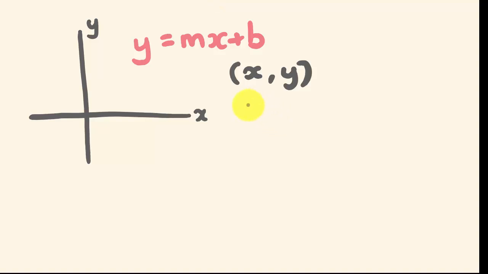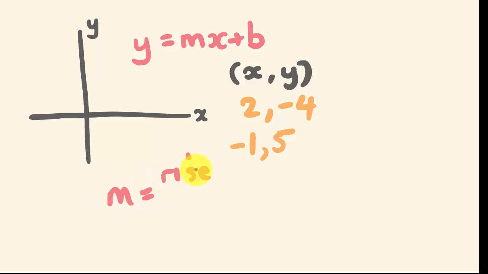Okay, so say we have an x value of 2 and a y value of negative 4, and that's on our graph. And the next one we have is a point where it's minus 1 on the x and a 5 on the y. The first thing you're going to remember is we work out the gradient m, which is equal to the rise over the run.